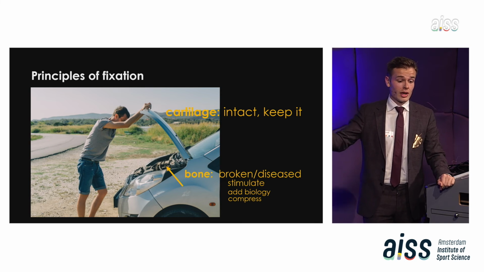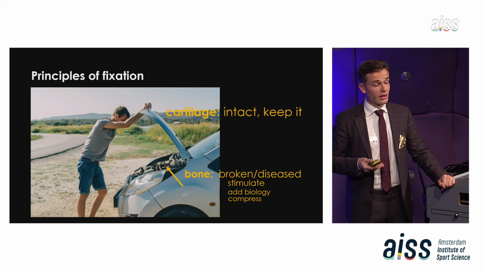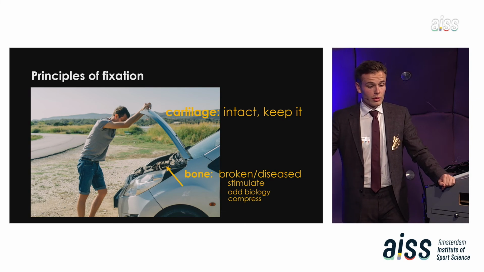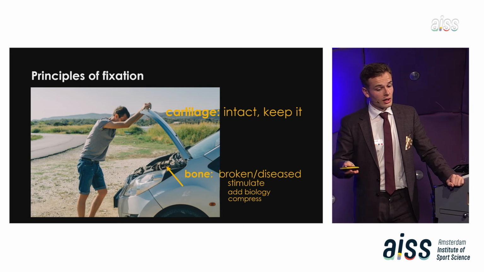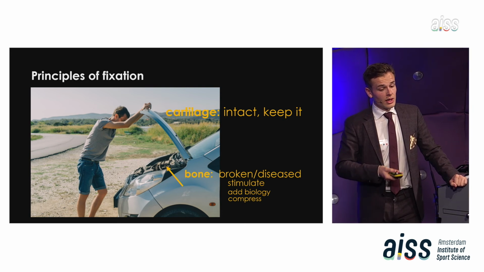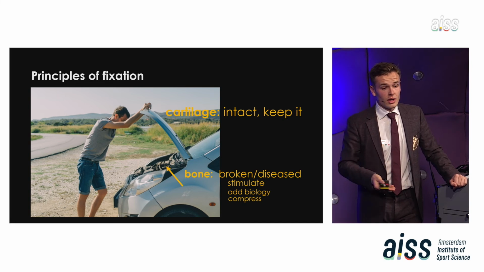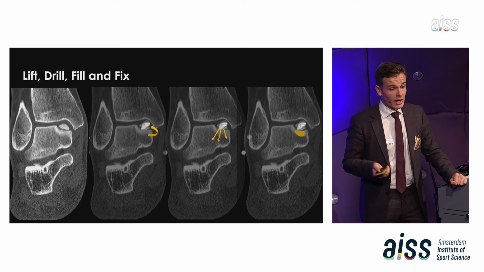From our perspective, you could see it as follows: the cartilage is intact. You want to keep it, so at the end you want to put it back in place and fixate it in a stable position. But when you look at the bone, it's broken, it's diseased, it's not healthy anymore. So you need to take it away. You need to stimulate it. You need to add new parts of the engine, and you also want to put it back into place so that it doesn't come out and that it's stable. That's really what this fixation therapy is about.